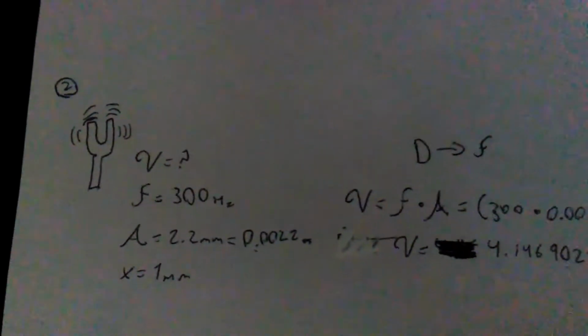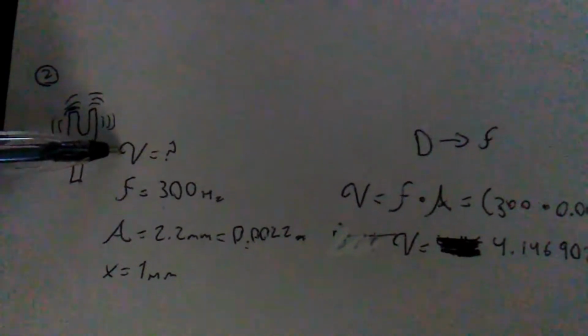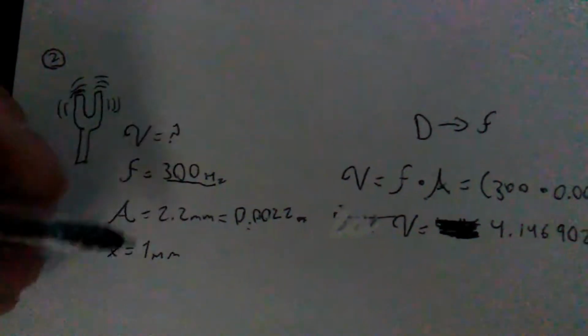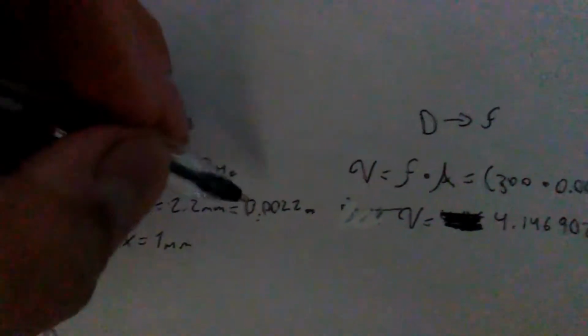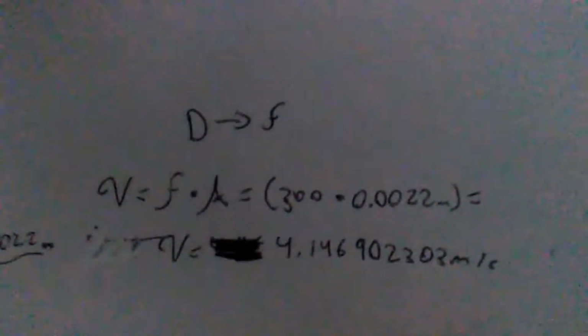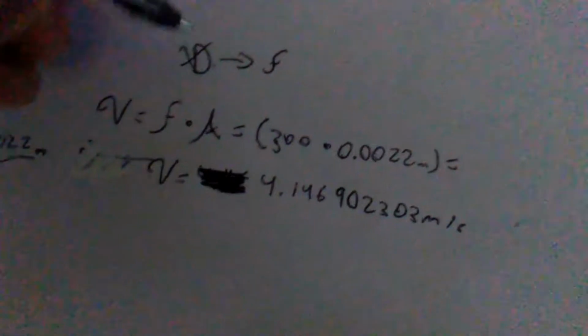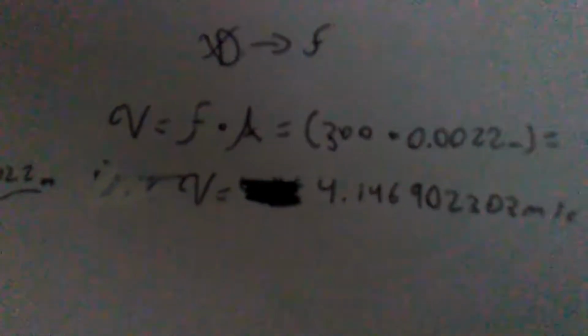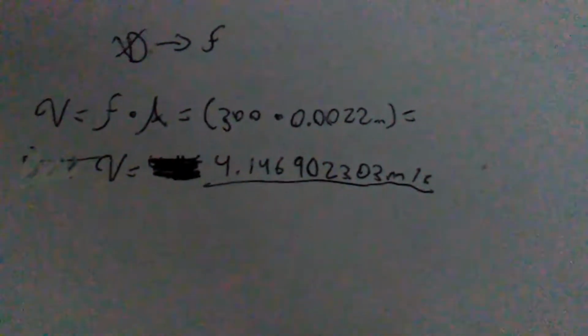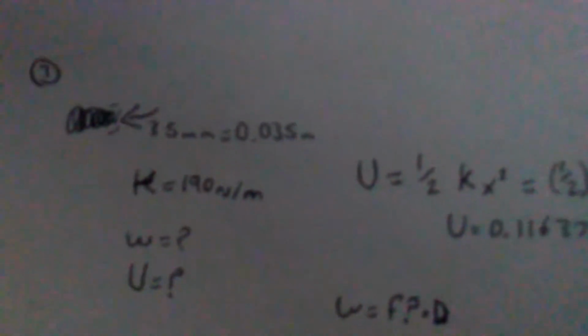The second exercise is asking for the speed of the tines of a tuning fork, with a frequency of 300 Hz and an amplitude of 2.2 mm, which is equal to 0.0022 meters, if the displacement is 1 mm. Well, knowing that the displacement doesn't really affect the frequency, we can easily use this formula, which would give us a total speed of 4.146 meters per second.